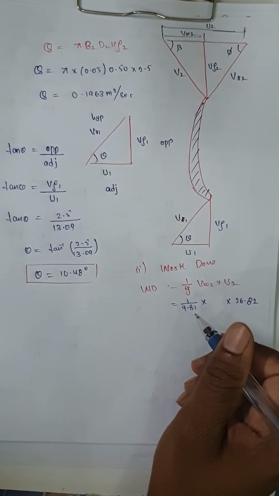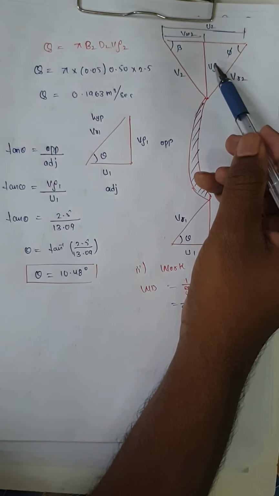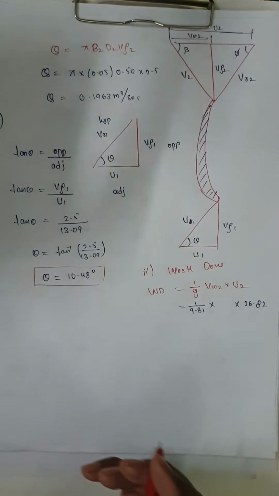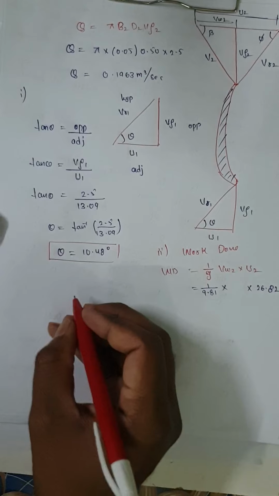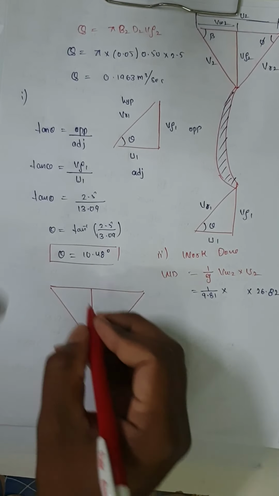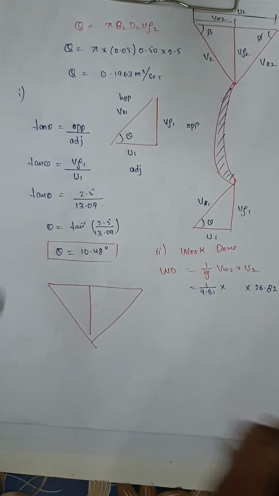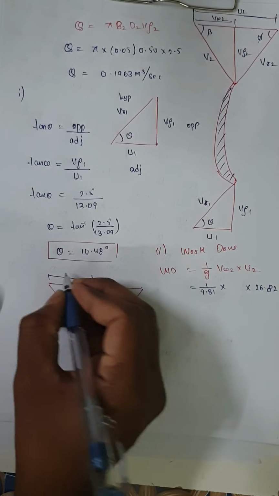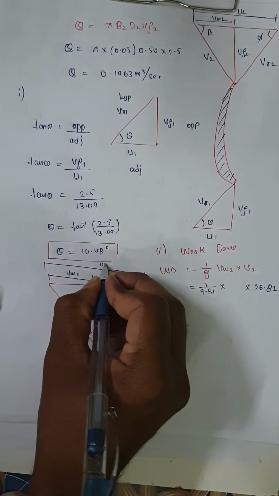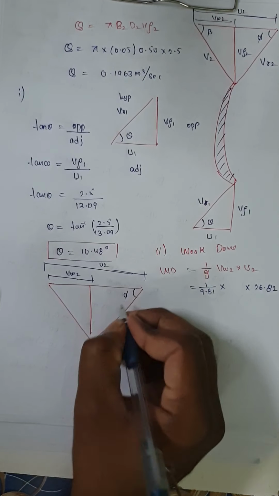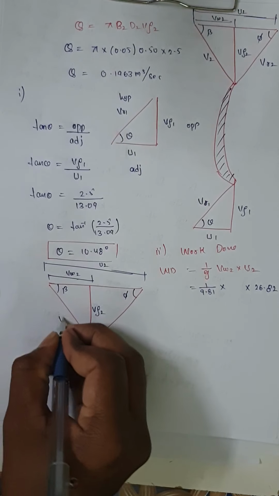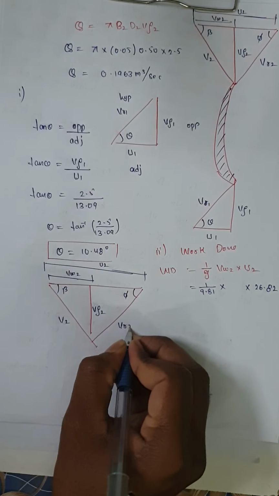For finding the value of vw2, you have to focus on this triangle. So first I am drawing this triangle. This is my outlet triangle. In the outlet triangle, this one I will consider as the vw2, this one as the u2, and this one as the pi. This one is the beta, and this is vf2 and b2, and this one is the vr2.